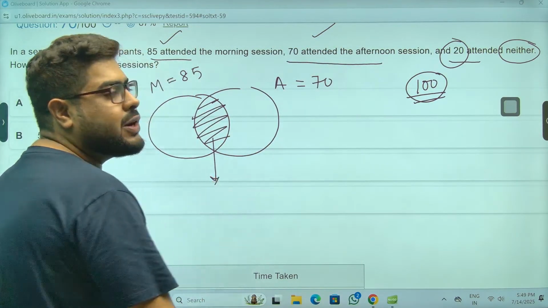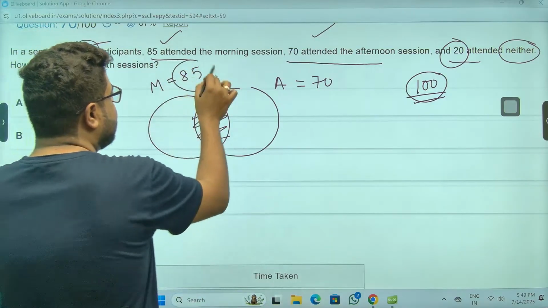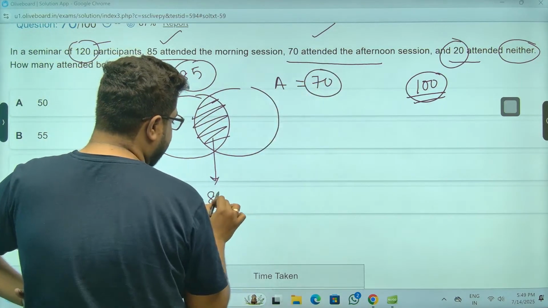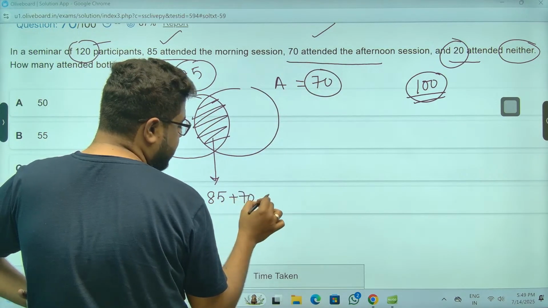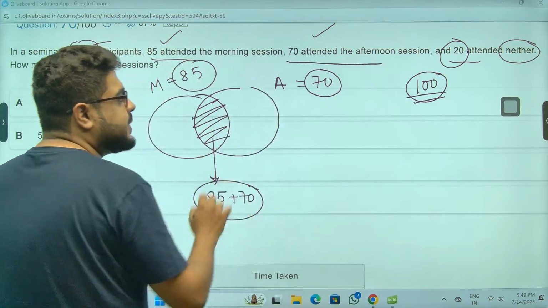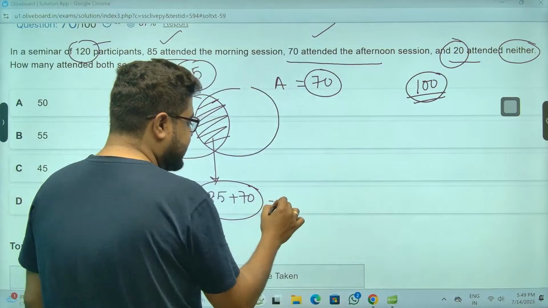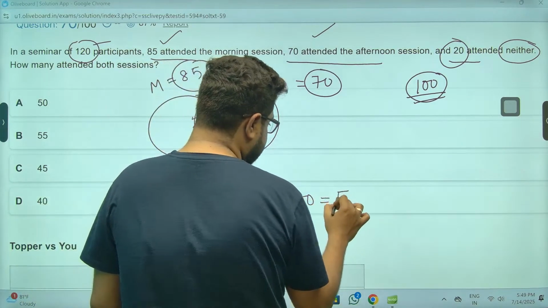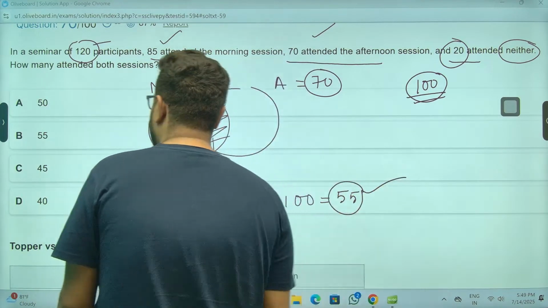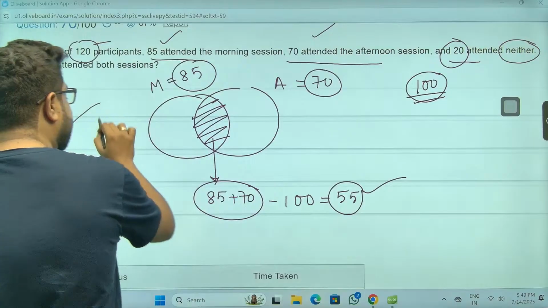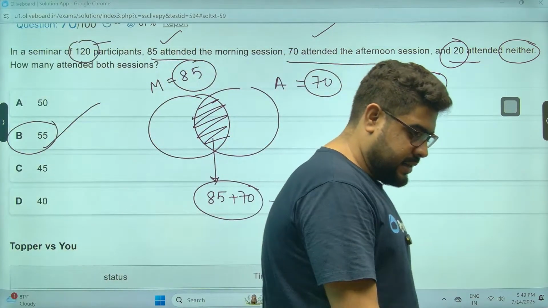For the common area or the intersection, if I add all this, it will be 85 plus 70, which gives you 155. But again, total candidates are 100. So how many in both? 155 minus 100, that means 55. 55 is going to be the answer, those who have attended both.